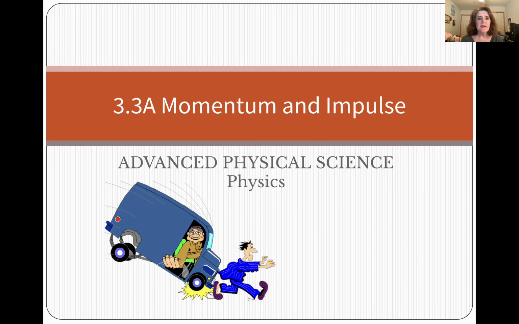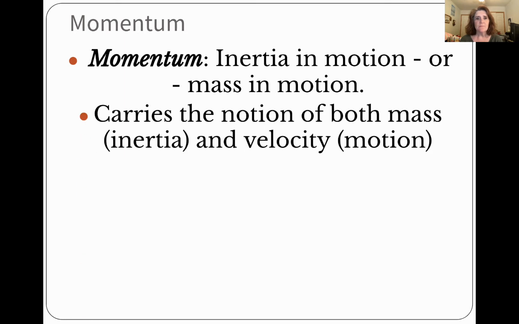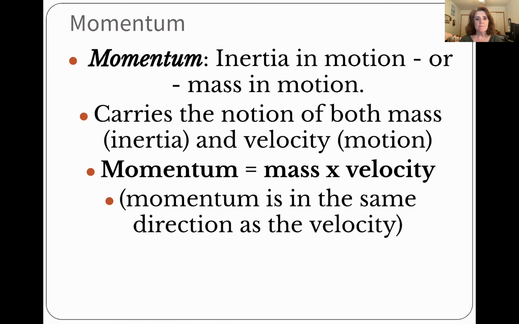This is 3.3a on momentum and impulse. So momentum is inertia in motion or mass in motion, like we just saw in the sports science video. It carries the notion of both mass, which is inertia, and velocity or motion. Momentum then is mass times velocity.